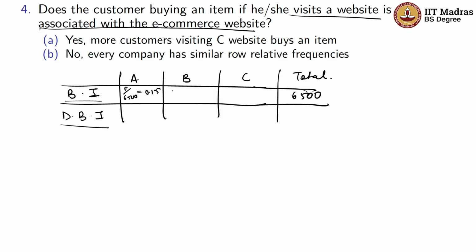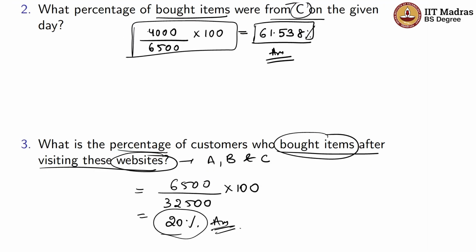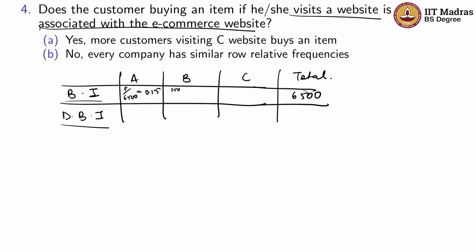It will be equal to 0.15. Similarly for B as well. What will be the value of B? That is 1500. 1500 divided by 6500, which will be equal to 0.23. Similarly for C, which will be 0.61. We can also calculate for the customers who did not buy an item, which will be 0.07.